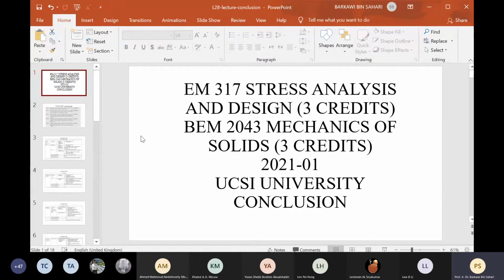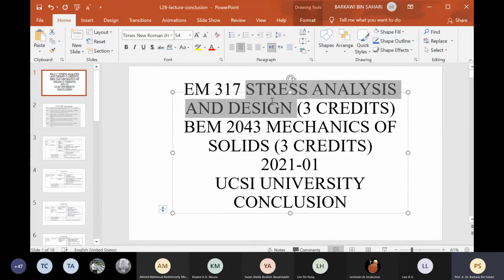Okay. So this is the course. Just to remind you that the title of EM317 is actually some elements of design. So in other words, if possible, the assessment should include the design aspect. Another one is mechanics of solid. It's more like a theoretical type. So those taking 2043 together with this actually have the advantage of the design aspect in mechanics of solid.